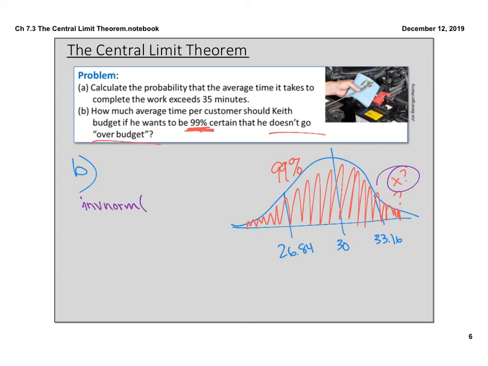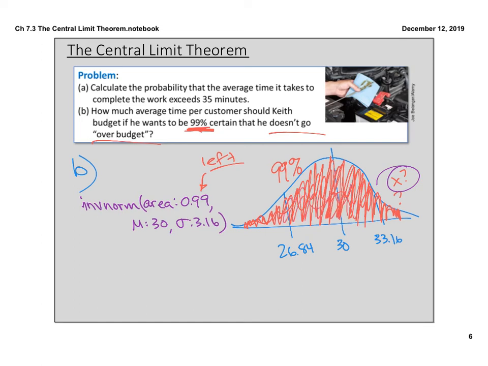You're going to do inverse norm. And the three things that you need are the area, which in this case is 0.99, and then your mean and standard deviation. Mean is 30, standard deviation 3.16. Now I want to talk about this area. This is to the left. If you were asked to go in the other direction, you would have to do 1 minus. We're already measuring to the left because we want 99% to be underneath the limit, underneath the budget, the time budget. So we're already going to the left. If you were asked what goes over, you need to make sure you take 1 minus.